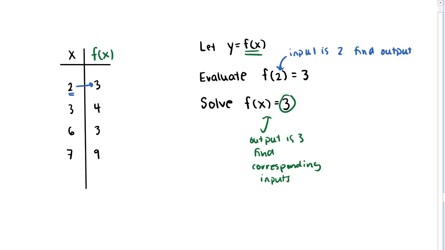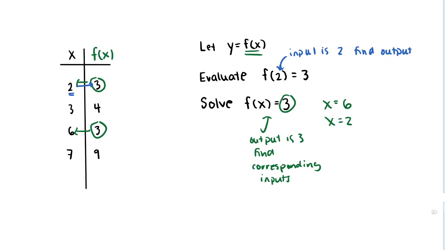Right, so here we've got an output of 3 here on this table, and we also have an output of 3 here on this table. We want to find the corresponding inputs. Right, so here we have an x value of 6 leads to an output of 3. f of 6 is equal to 3, and also f of 2 is equal to 3, as we saw above. Right, so x is equal to 2 leads to an output of 3. f of 2 is equal to 3.